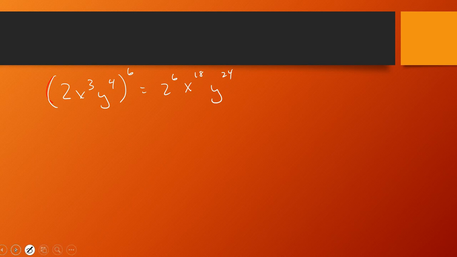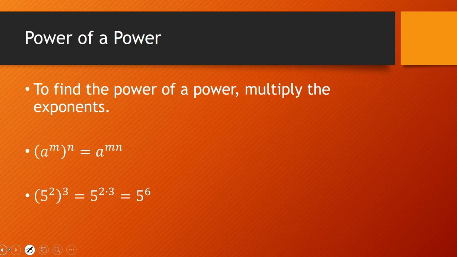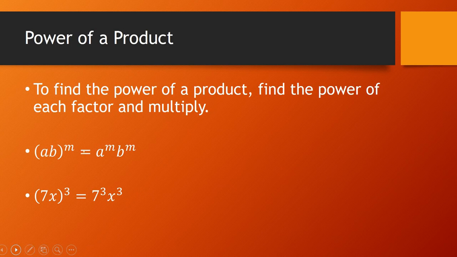Okay, and again, we've done a few like that. I kind of combined these last two rules. I apologize. So this rule was just, what do you do when you have a power to a power? And this rule was distributing the power among a product.